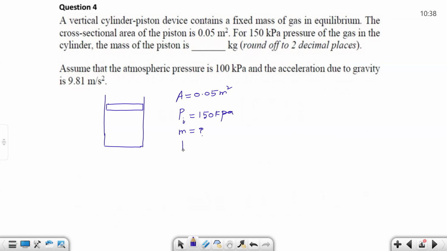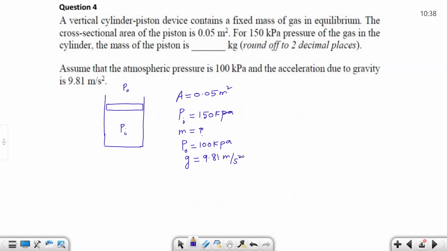The outside pressure P0 is the atmospheric pressure, 100 kPa. Here the pressure is the inside pressure, here the outside pressure. Acceleration due to gravity g is 9.81 meter per second squared.